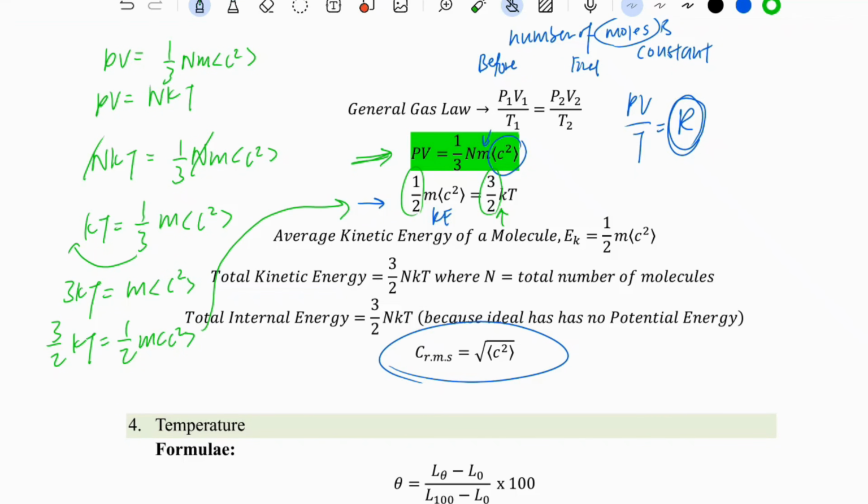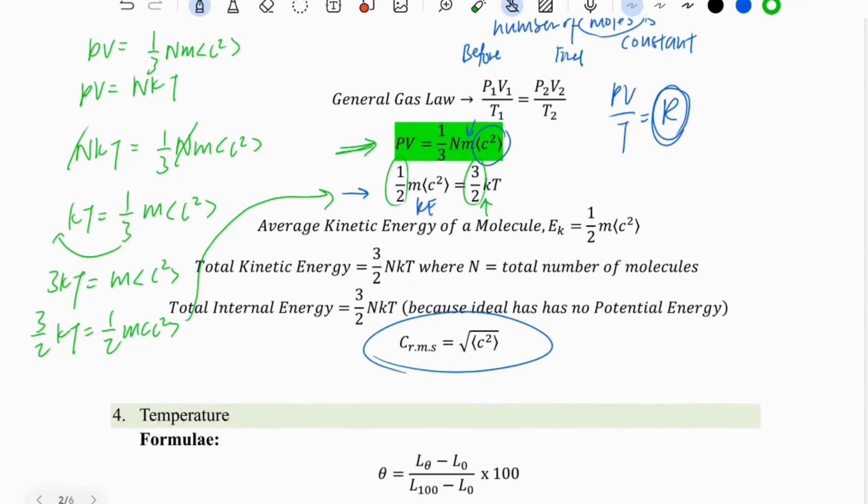Okay. The next one we have is average kinetic energy of molecule. We have discussed earlier, exactly the same as your kinetic energy formula, actually half mv squared, just that your speed now is called mean square speed. Then total kinetic energy is 3 over 2 NkT. Here there is N, here got no N. Why here got N? Because they're asking for total kinetic energy. Total means you must include the total number of gas molecules.